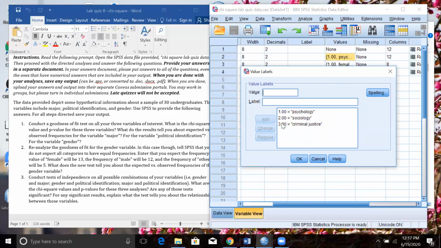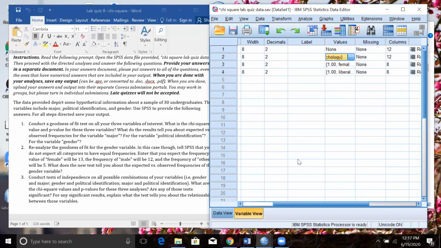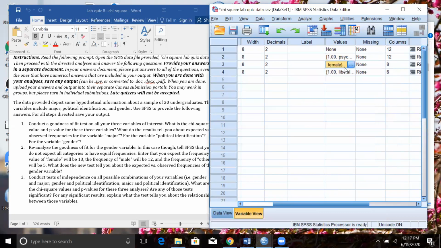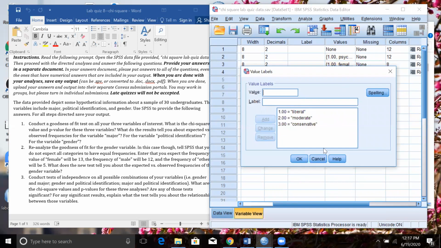So you create these value labels here in the value column on the variable of interest. You create a numerical value and you give it a label. So for example, group 1 is the psychology major group. Since these are all categorical variables currently under consideration, I did the same for the gender variable and for the political identification variable.